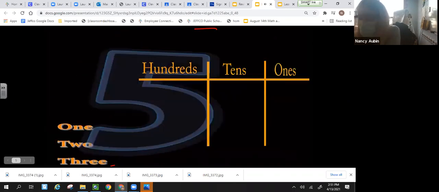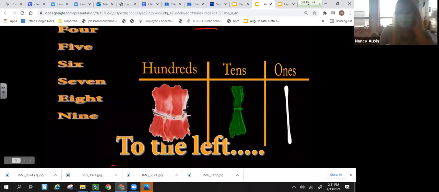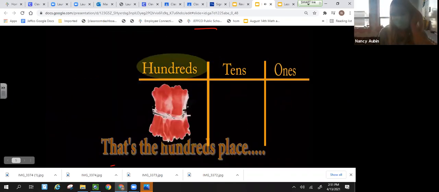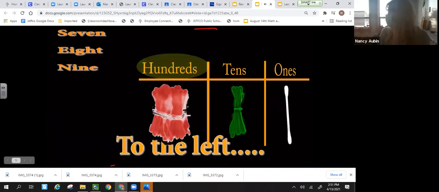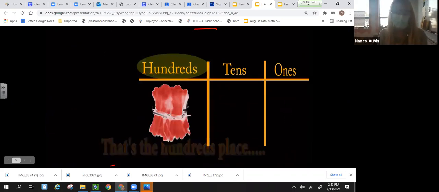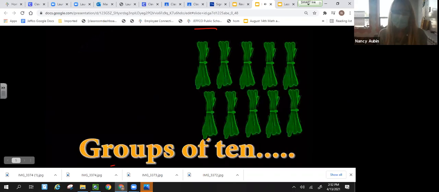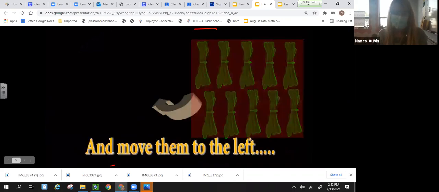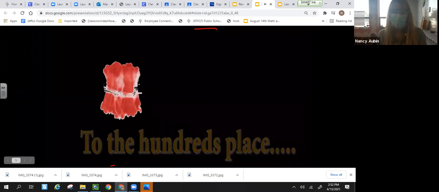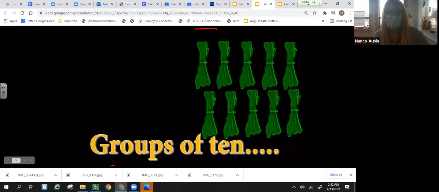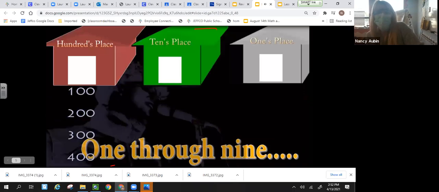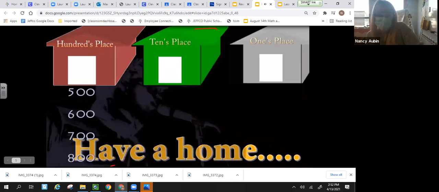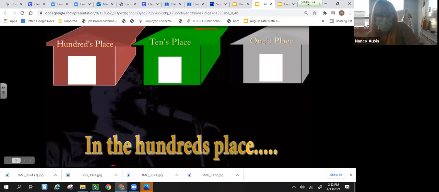1, 2, 3, 4, 5, 6, 7, 8, 9. 1, 2, 3, to the left. That's 100 place. Because when you had 10 groups of 10, you had a bundle of them moving to the left, to the 100 place. 1 through 9 have a home in the 100th place.